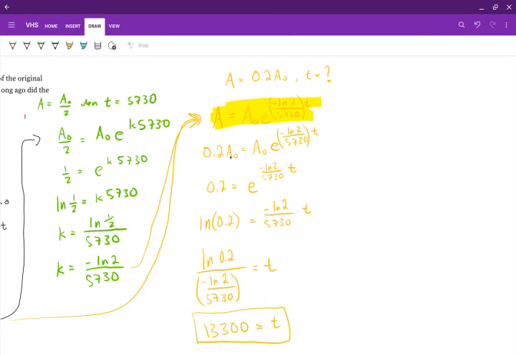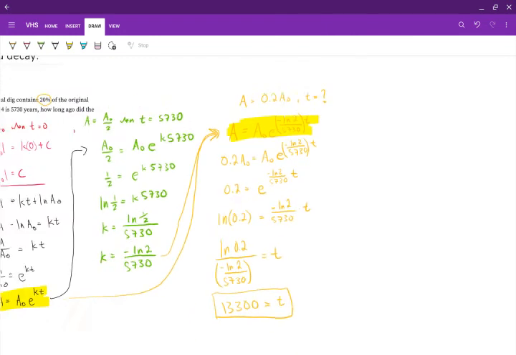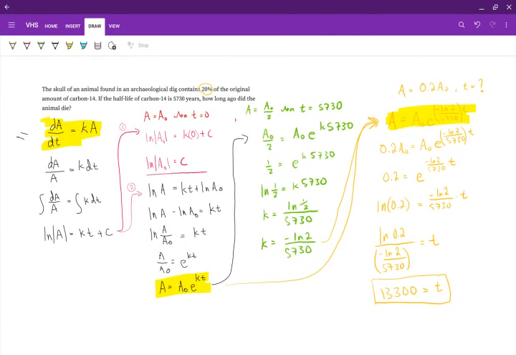Rolling through this algebra, my A0s cancel. This is the definition of logarithms again. This is divide this thing over, and this is plug this stuff into the calculator and get your solution there. So there it is, a look at exponential decay from the point of view of a differential equation.